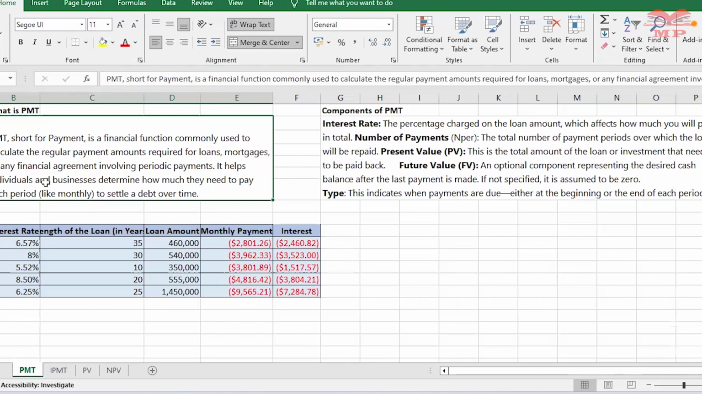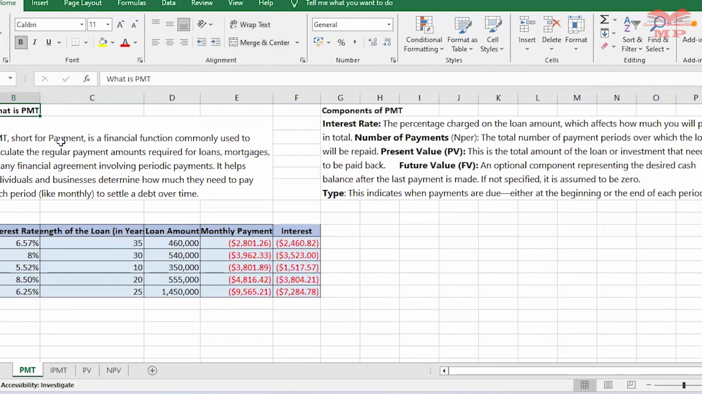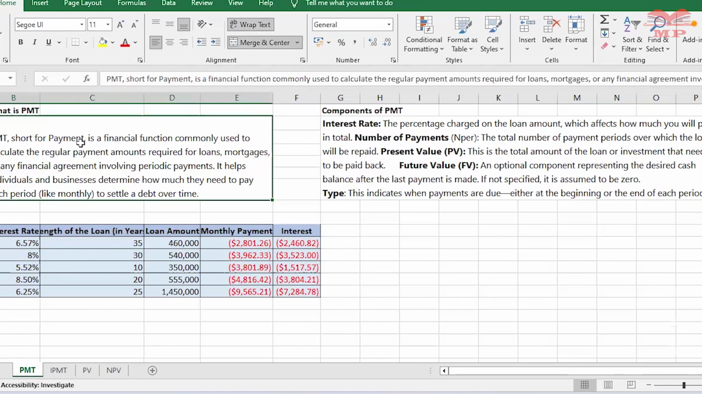It's a pretty straightforward concept. So if you look at my screen here, I've started by explaining what PMT is. It is short for payment, okay? And it is a financial function commonly used to calculate the regular payment amounts required for loans, mortgages, or any other financial agreement involving periodic payments. It helps individuals and businesses determine how much they need to pay for each period.